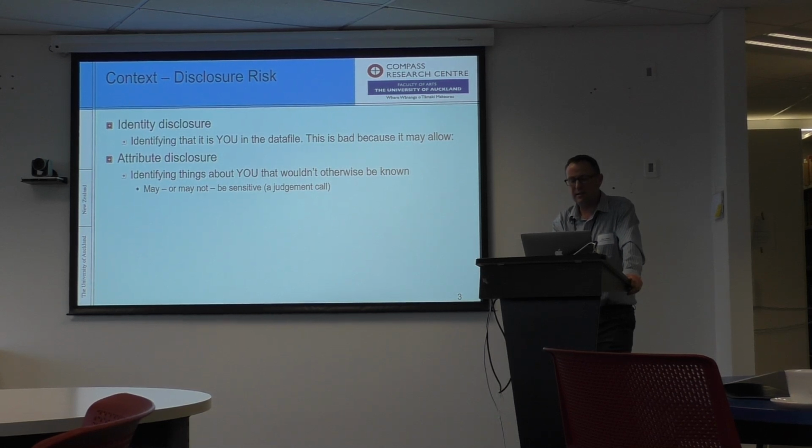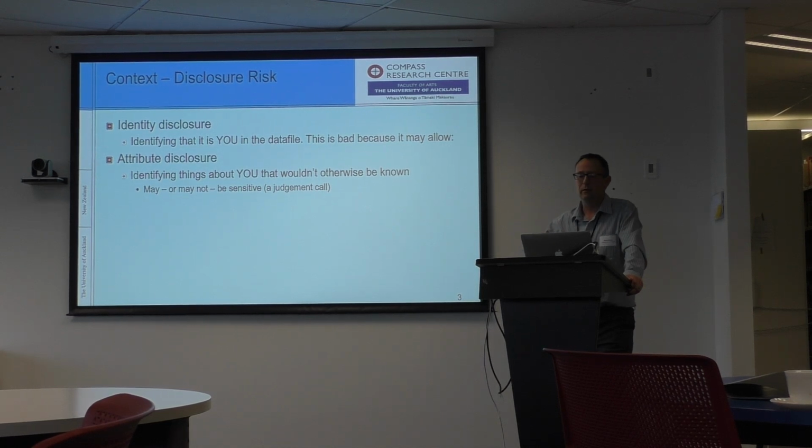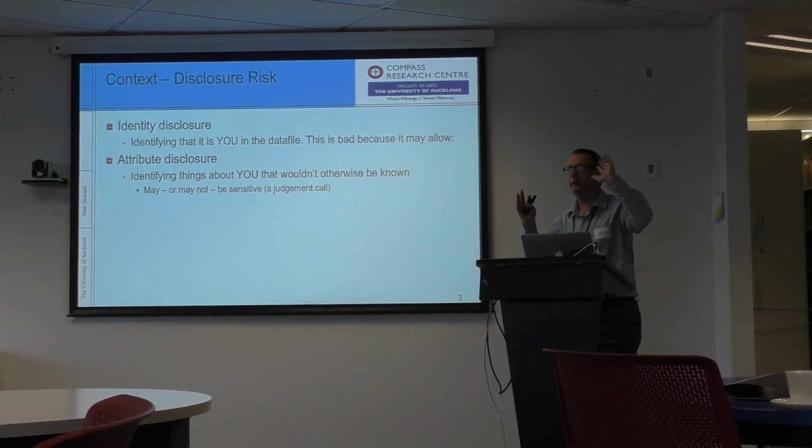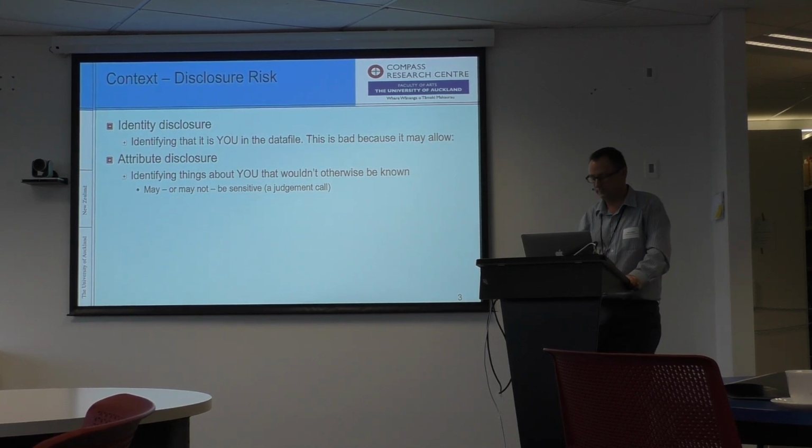There's a distinction that tends to be made between sensitive variables and non-sensitive variables, which I don't think is that useful, because for different people, different variables are sensitive. So the way I think about it, identity disclosure is bad because it may allow attribute disclosure, and disclosing attributes may be bad. You don't want to do that, regardless of any judgments on whether you think it's sensitive or not.